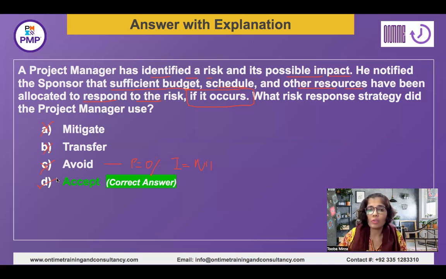You clearly are saying as a project manager, I have kept the reserves. If the risk is going to occur, I am going to utilize that reserve. Are you minimizing the chances of occurrence of that risk, or are you minimizing the impact of that risk if it is going to happen? Are you taking any measure to make sure there are very minimal chances of that risk occurring, or if it is going to occur, very minimal chances to impact the project with its negative impact? No, you are not taking any measure.